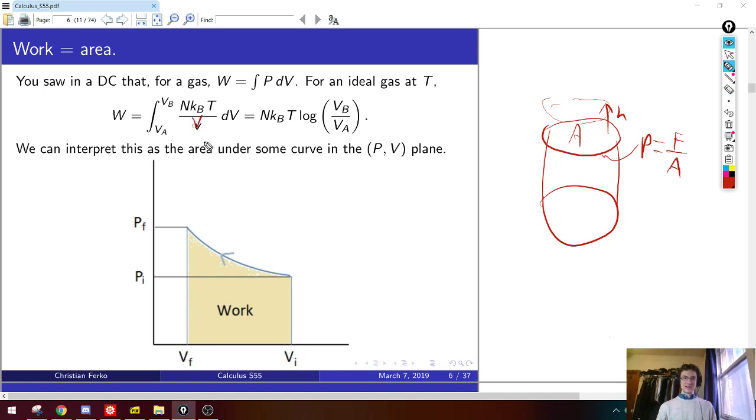This V should be capitalized. You just integrate, say, the pressure from the ideal gas law, which is nkT over V, which gives you a log. And this just tells you that if an ideal gas expands, the work that it does is related to the log of the ratio of the before and after volumes.